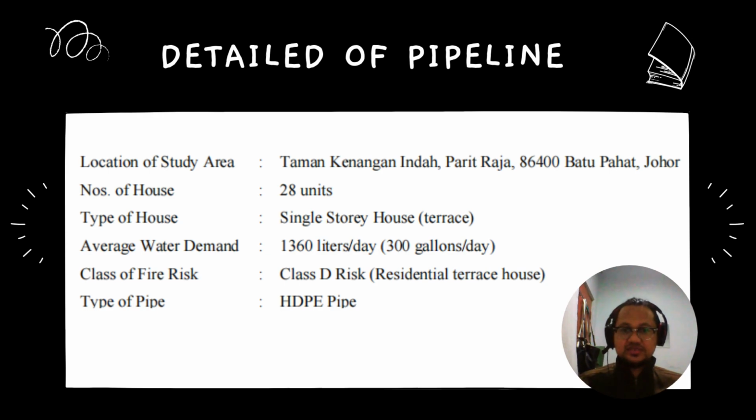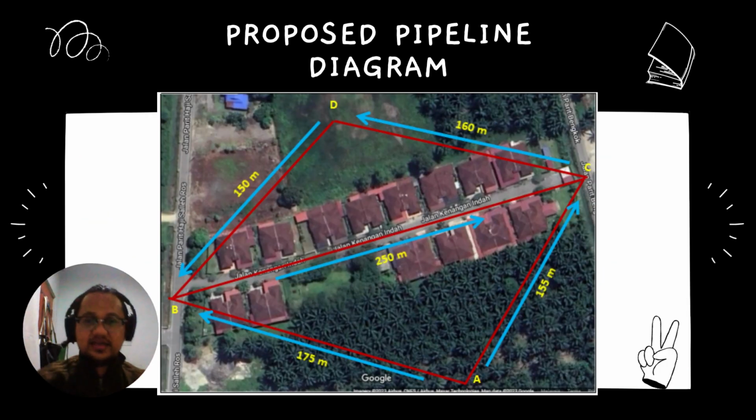And then the type of pipe we are using is the HDPE pipe. Okay, next, this is the proposed pipeline diagram. As we can see, there are five main directions in our pipeline diagram, starting from pipeline A to B, A to C, B to C, B to D, and the last one, pipeline C to D. For each pipeline, they have a different length and also a different size of pipe.